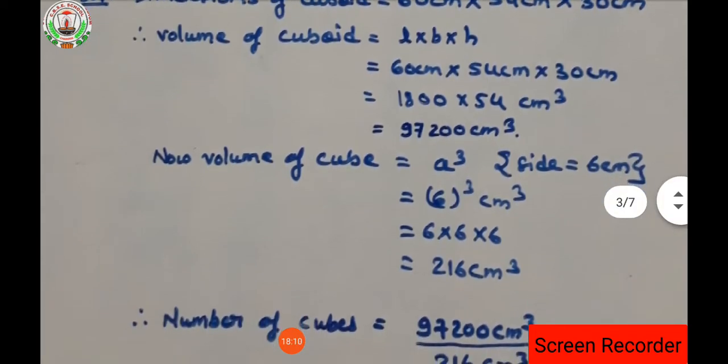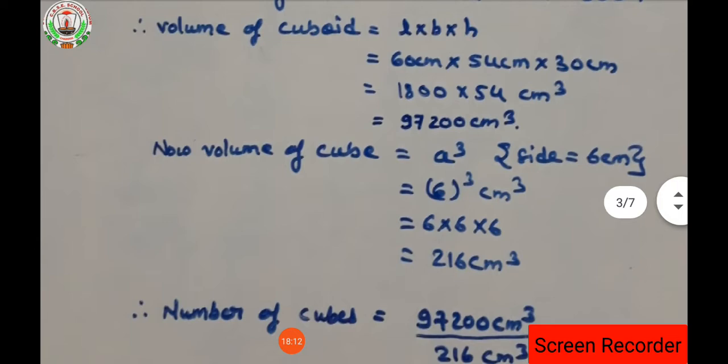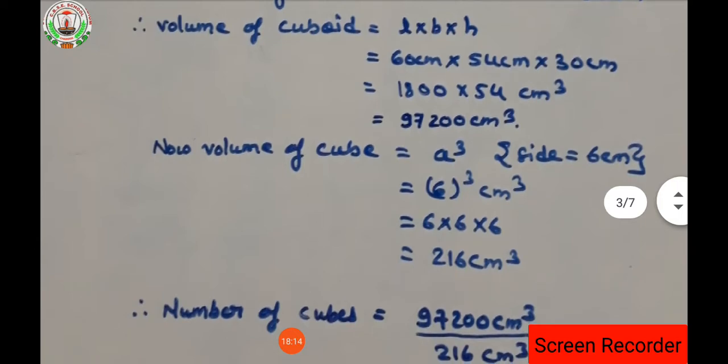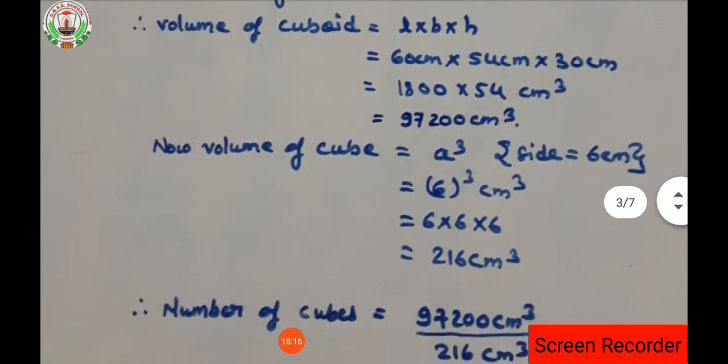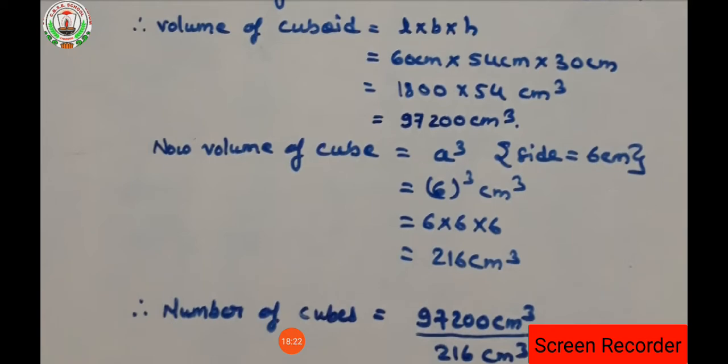So the volume of the cuboid is equal to L into B into H, that is 60 centimeter into 54 centimeter into 30 centimeter. So 60 centimeter into 30 centimeter will be how much? 1800 centimeter square into 54 centimeter. So it will be total how much? 97,200 centimeter cube will be the answer.